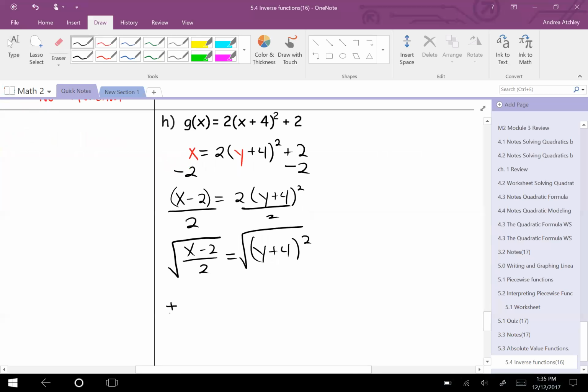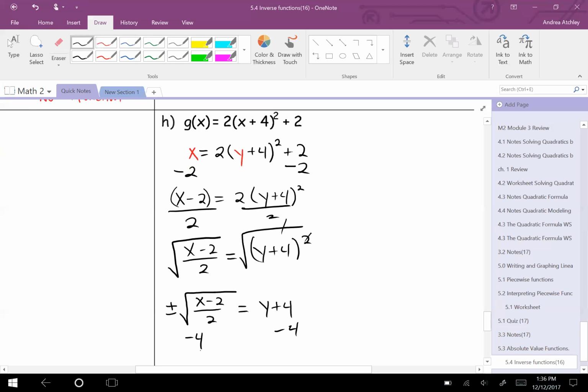Since I took the square root, I need a plus or minus the square root of (x minus 2) over 2. This will all cancel out, and I get y plus 4. So close. Now what do I do? Subtract the 4.